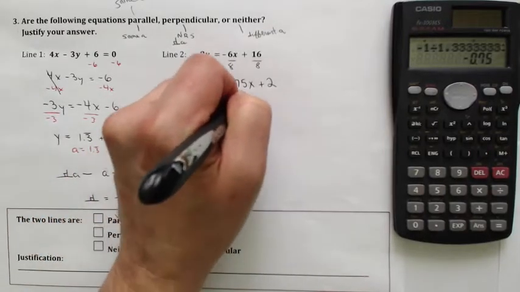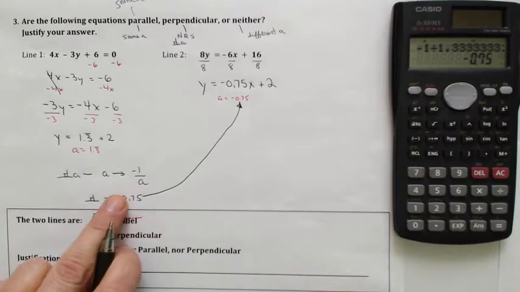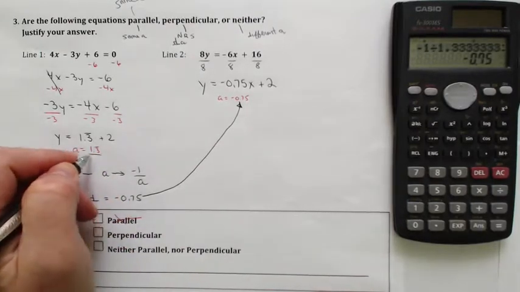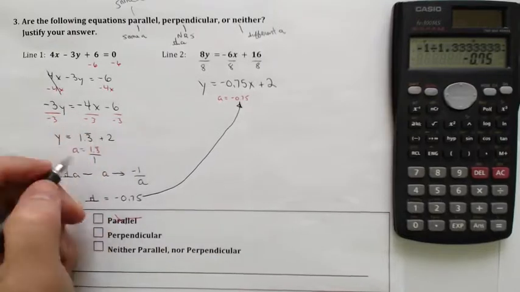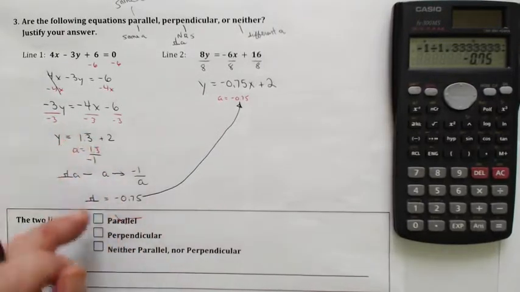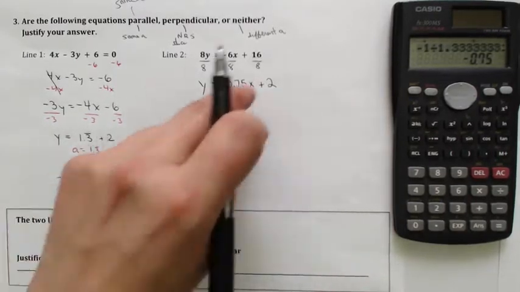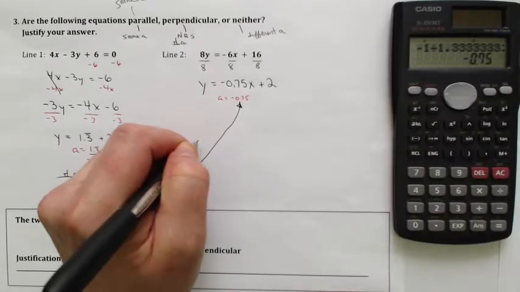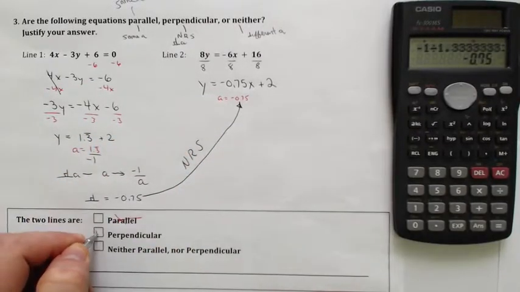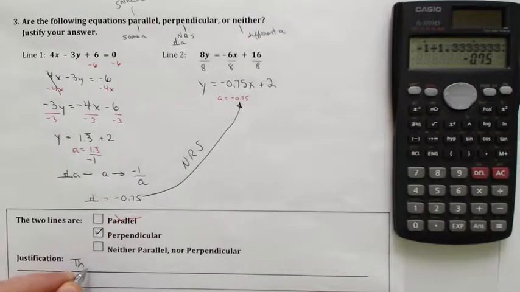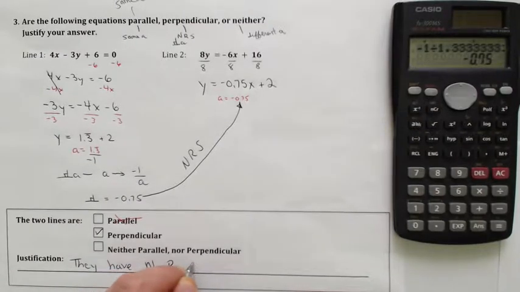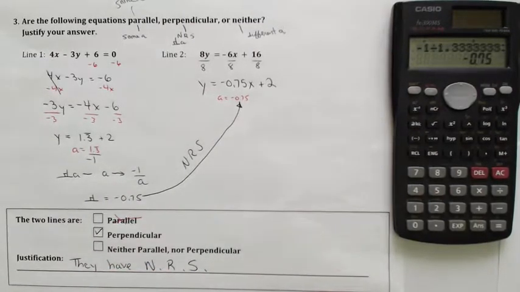And you could see that it's the same now. So when I took the negative reciprocal of 1.3, put it over 1, flip it and change the sign, that creates the negative 0.75. They're the same. They are the negative reciprocals of each other, negative reciprocal slopes. So these are perpendicular lines. They have negative reciprocal slopes. And that's really all you have to do to determine whether two lines are perpendicular or not.